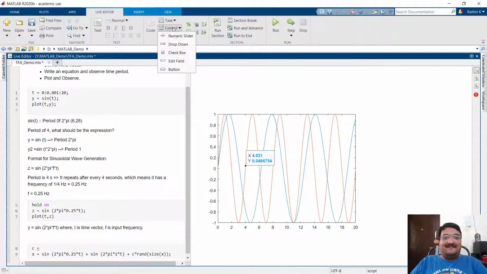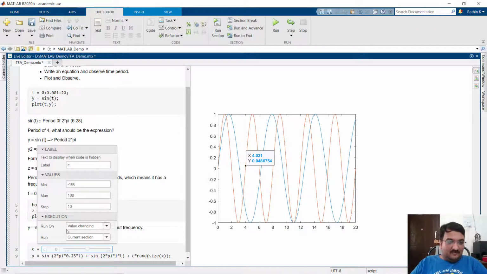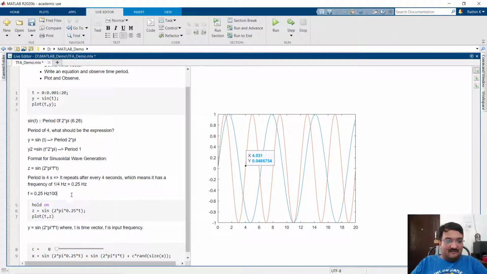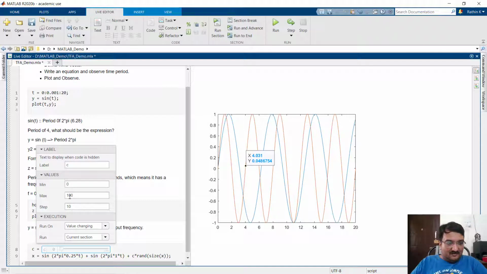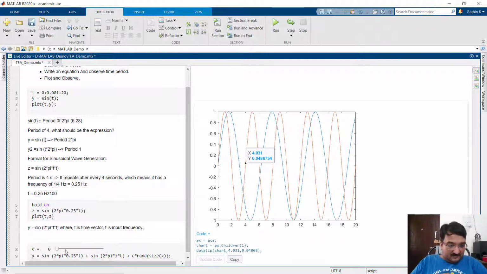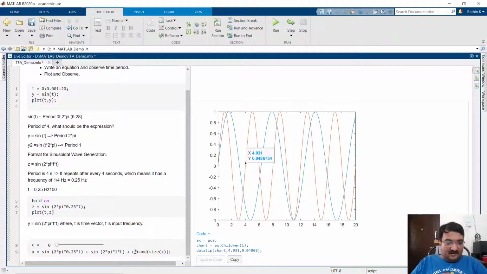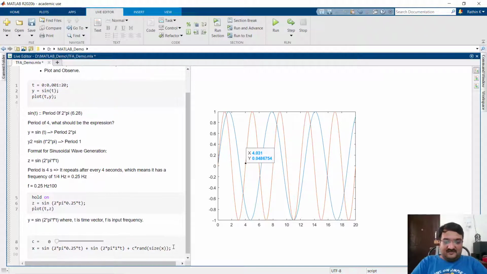We can add a slider here. Now many of you would have seen a slider while accessing a website or something. What you can do is set up the maximum and minimum limit. You can also define a step for how much you want to change it. So this is your C. Accordingly it will get multiplied by your sine. What I am trying to say with this, let's quickly visualize it.